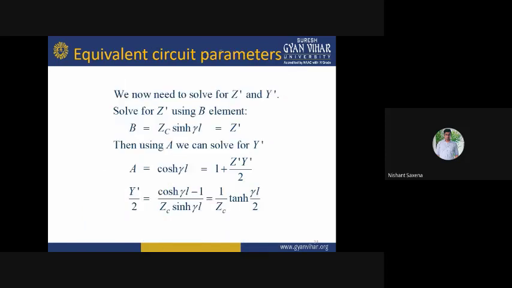So we need to solve the values for Z dash and Y dash. Solving for Z dash using the B element, your B was equal to Zc into sinh(gamma L), which is coming to be Z dash. And using A, Y dash by 2 will be equal to (cosh(gamma L) minus 1) upon Zc sinh(gamma L), which is nothing but 1 by Zc tanh(gamma L by 2).